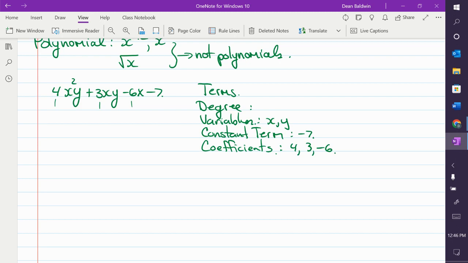What is the degree? Is it 2? It's 3 because you add the exponents if there are 2 variables in one term. So the degree is 3.